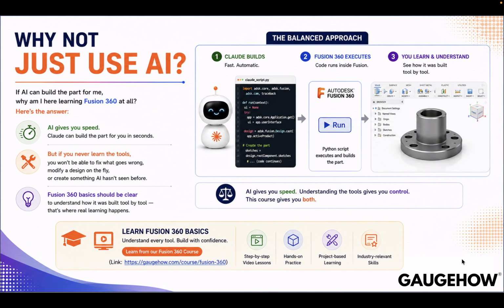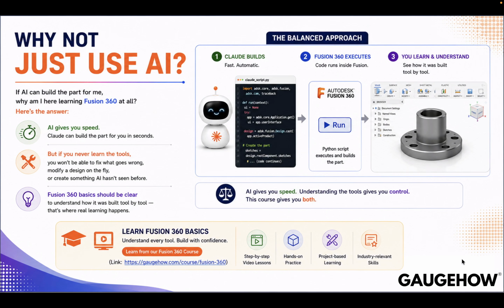Real engineering is not just about generating a model. It's about understanding why the model is built in a particular way, how each feature contributes to the final design, and how to modify it confidently whenever requirements change.